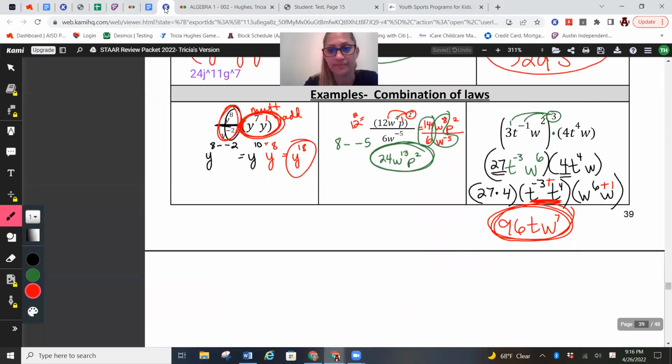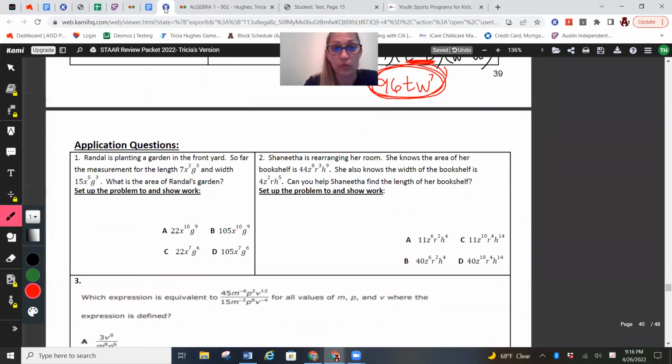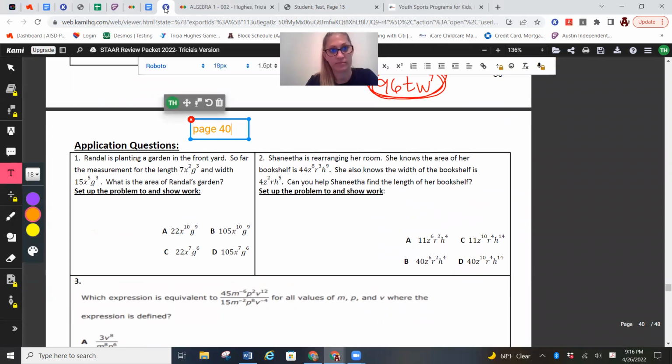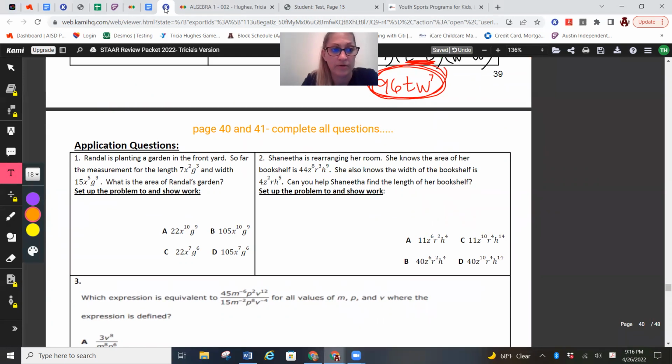Now, what you're going to do is read through these applications on page 40 and page 41. Complete all questions. When you come back to school on Monday or Tuesday is the STAAR, but when you come back to school, you can check your answers. Come to my room. I may even have them posted to Blend.